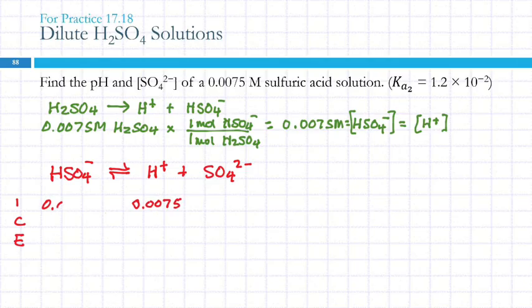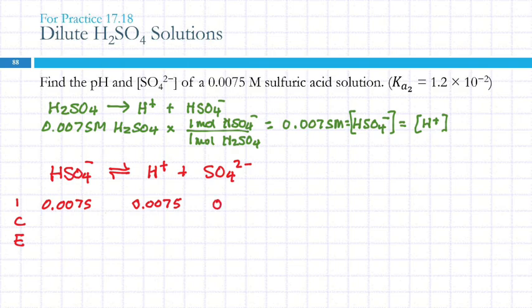And the hydrogen sulfate ion is also 0.0075. When the sulfuric acid ionized, it separated completely into hydrogen ions and hydrogen sulfate ions. So this initial 0.0075 moles per liter produced 0.0075 moles per liter of HSO4 minus and of H+. And so those are the initial values down here. You guys follow that, kind of? What's the initial concentration of sulfate? 0.